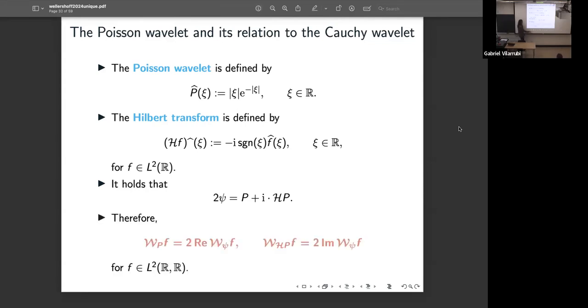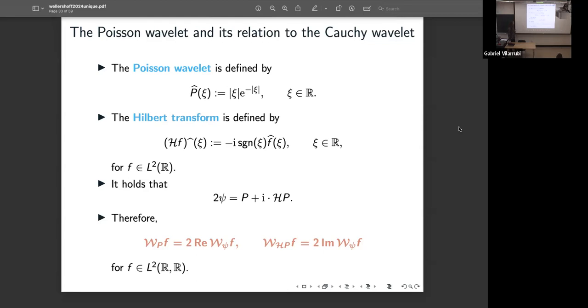Specifically, if we take the Poisson wavelet transform of a real valued signal, then we get 2 times the real part of the Cauchy wavelet transform. And something similar is true for the Hilbert transform of the Poisson wavelet. So we get this kind of splitting, and that's going to play some tricks for us later on.